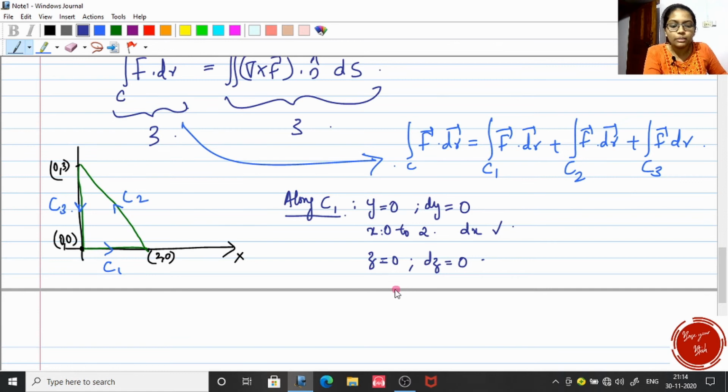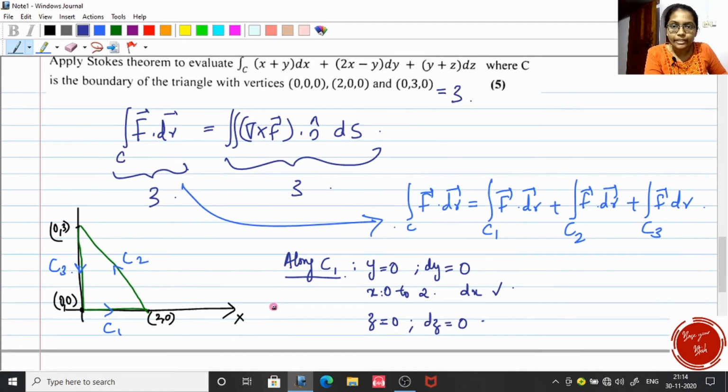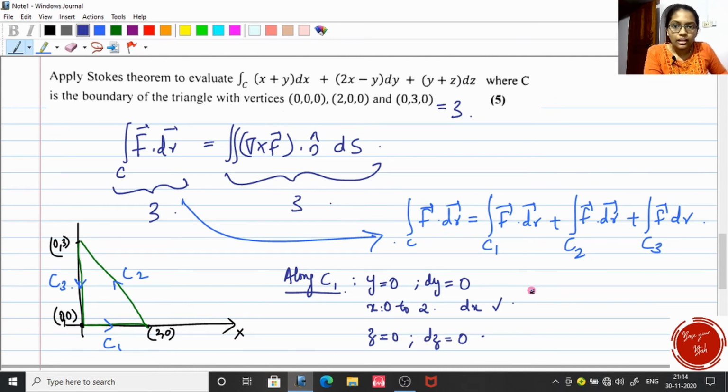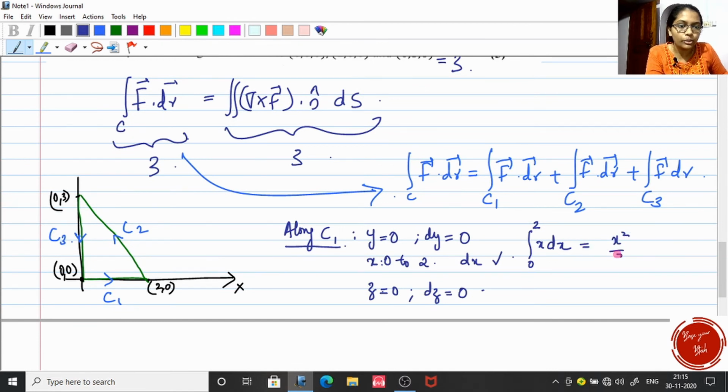Now let's substitute these values in the question. So it is integral x plus y, y is 0 here, so x dx, and you can cut off this term and this term because dy and dz are 0. So your integral C1 F dot dr is simplified to integral x dx, and what is the range of x? X starts from 0 to 2. So just take the integration, it is x square by 2, value is simply 2. So the first value is got, which is 2. Now we have to get the values for C2 and C3 and add them up and should get 3, that's our aim.